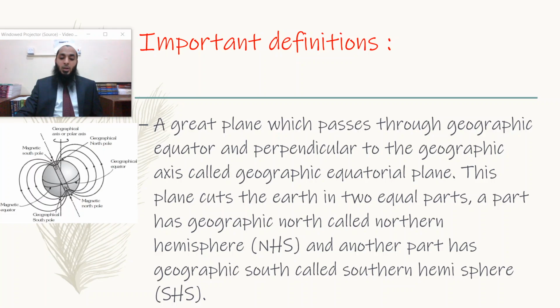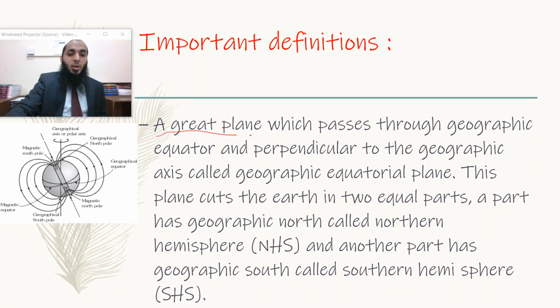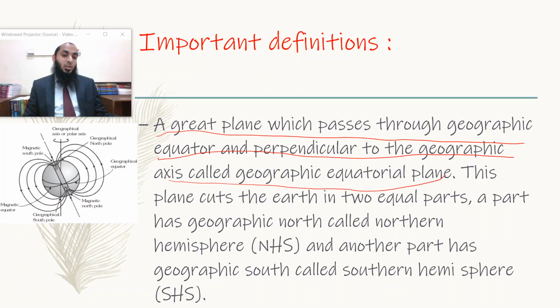A continuation of the geographic equator. A great plane which passes through the geographic equator and is perpendicular to the geographic axis is called the geographic equatorial plane.